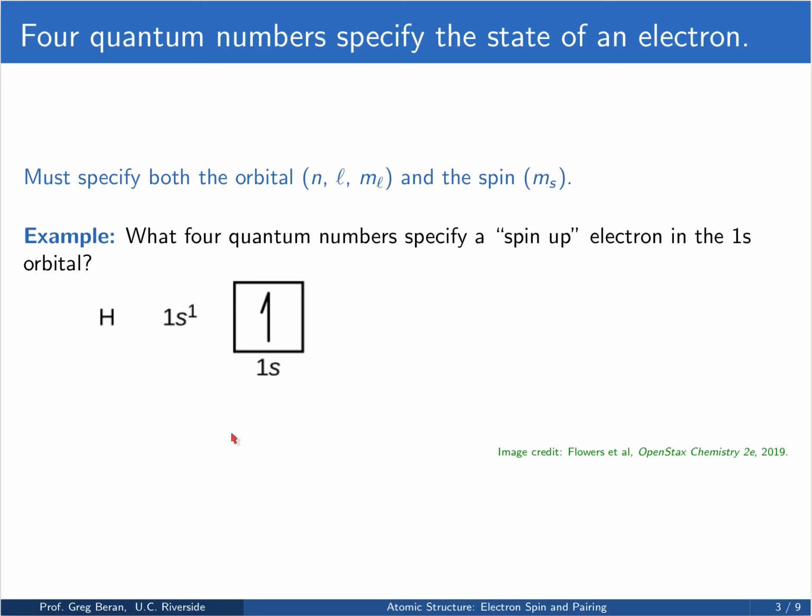And so, for example, what 4 quantum numbers specify a spin up electron in the 1s orbital, which we might draw schematically as something like this, with a 1s orbital with an upward arrow indicating spin up? Well, we could represent that as n equals 1, because it's a 1s orbital, L equals 0, because it's an s orbital. For s orbitals and L equals 0, the only possible m sub L value is 0. And so it's 1, 0, 0 to specify that it's a 1s orbital. And m sub s is plus a half, indicating it's a spin-up electron. So those are the 4 quantum numbers corresponding to a spin-up electron in a 1s orbital.